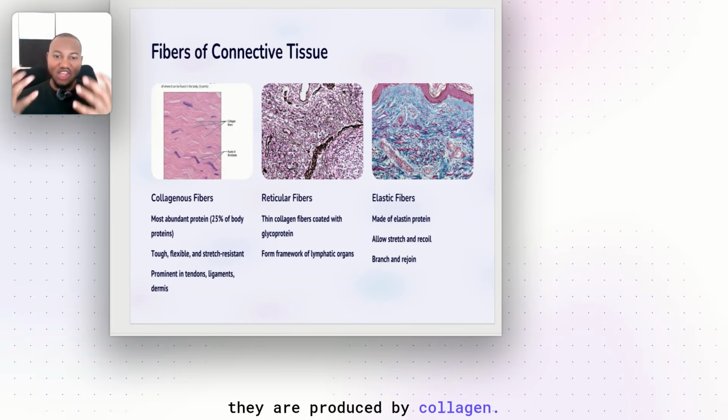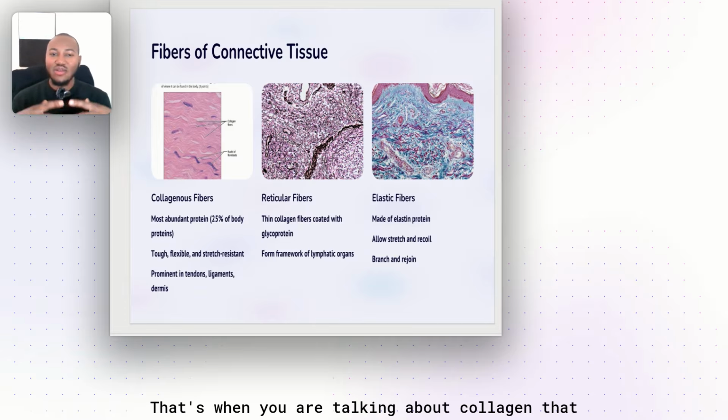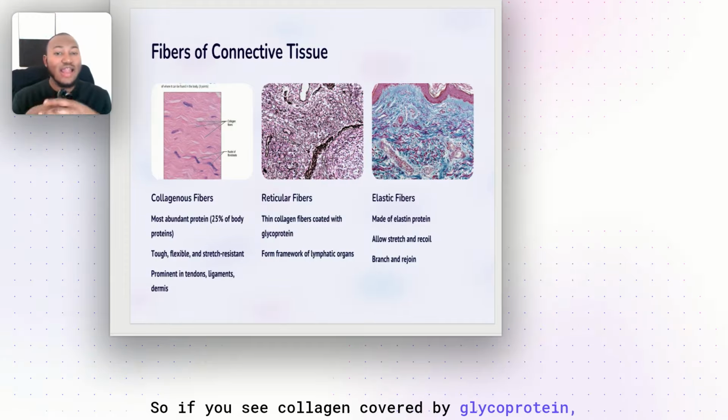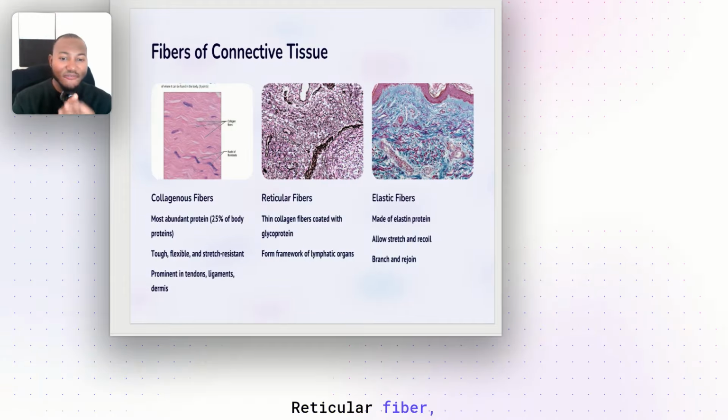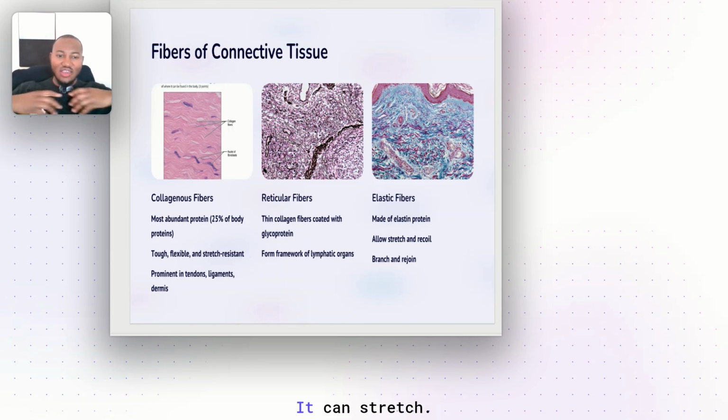They're produced by collagen. While the reticular, right, that's when you are talking about collagen that is covered by glycoprotein. So if you see collagen covered by glycoprotein, it is what? Reticular fiber. Elastin is different. Elastic fiber is very, very different. It's made up of elastin protein. That's why it can stretch. So if you have more elastin than collagen, everything about you will be stretching. All right? Very, very stretchy.